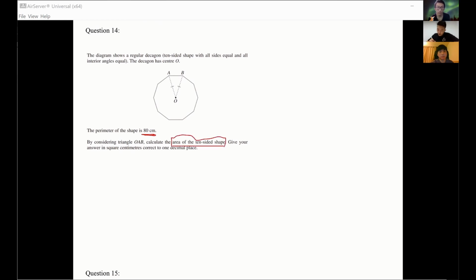So you want to calculate the area of the whole shape, and your answer should be 1 decimal place. Now the whole perimeter itself is 80 centimeters. And then you have 10 sides: 1, 2, 3, 4, 5, 6, 7, 8, 9, 10. You have 10 sides.